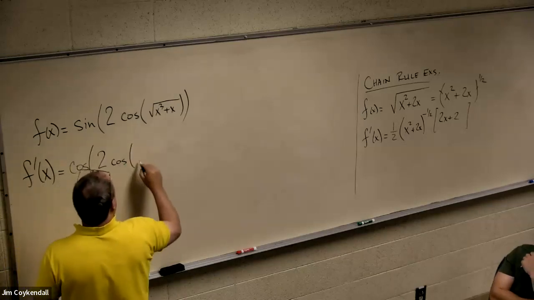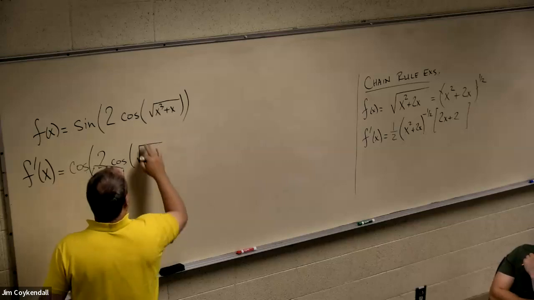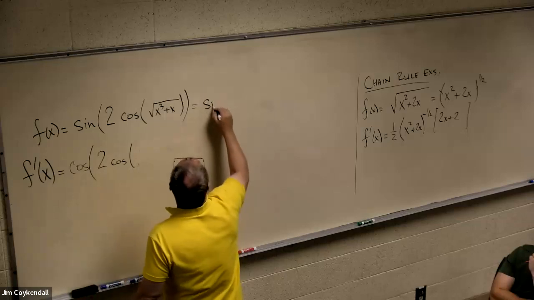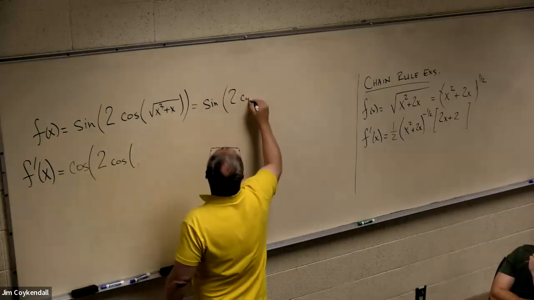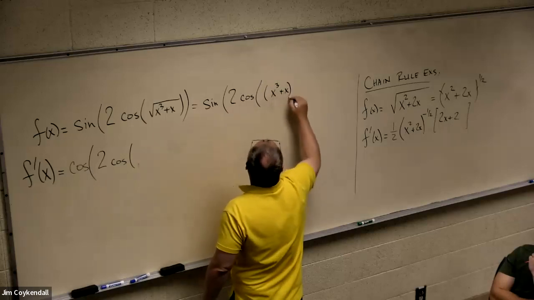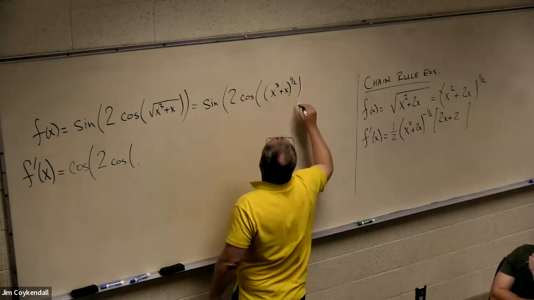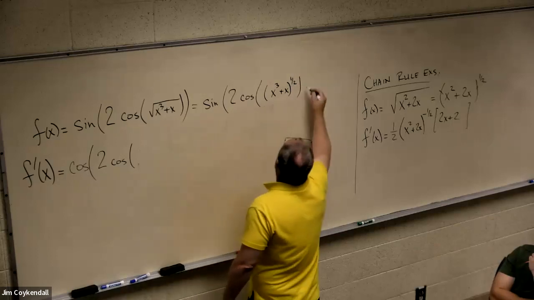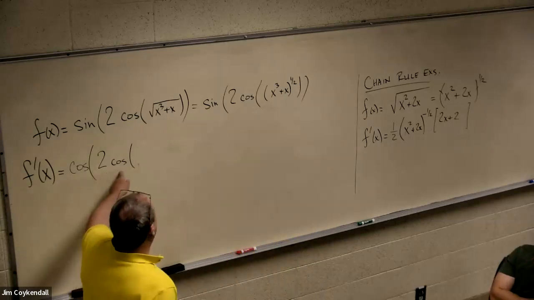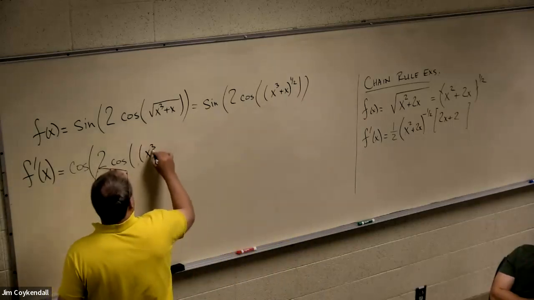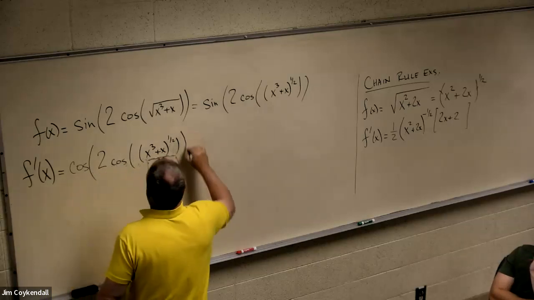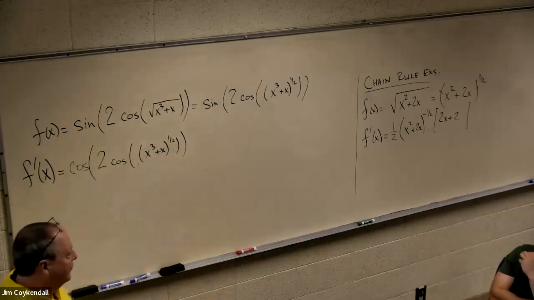So this is just a copy job here. And in fact, let me write it this way. Sine, so I did the same thing before. This is cosine, 2 cosine x to the half. There you go. That's the first change.